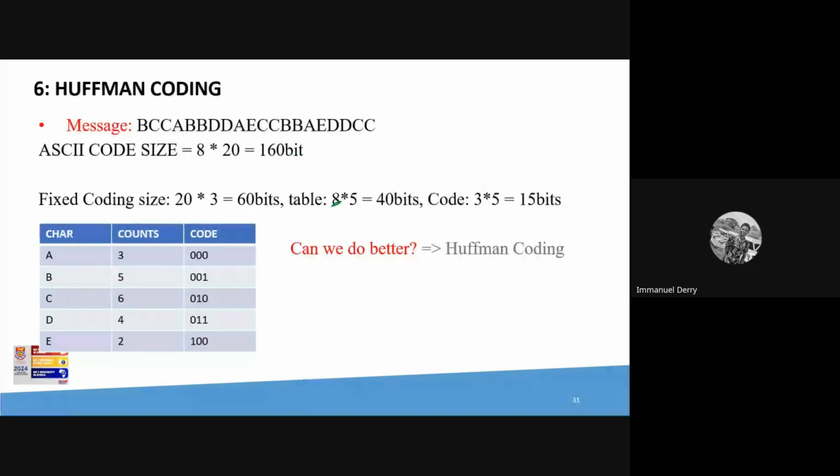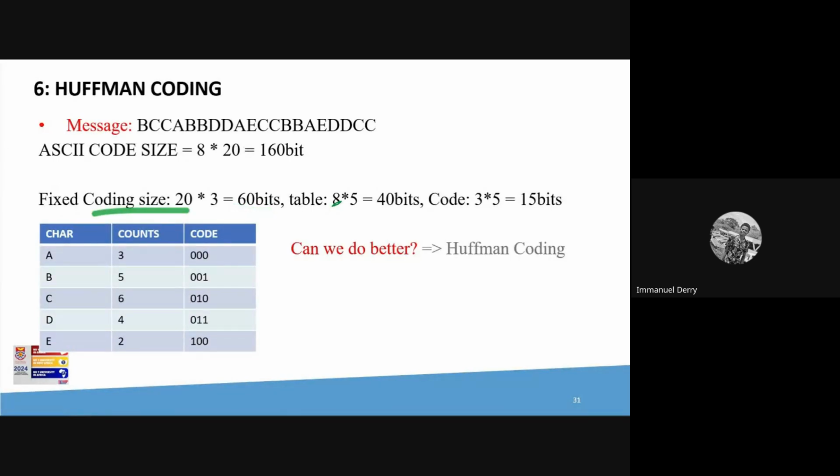And then also with a fixed coding size, that is going to be 20 times 3. And the 3 here means that we are representing each of the characters by 3 bits. That is what we have over here. So 20 times 3 is going to give us 60.